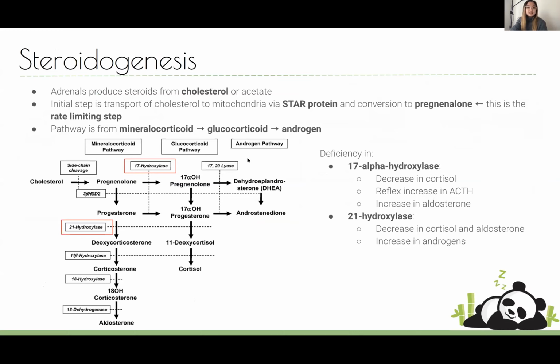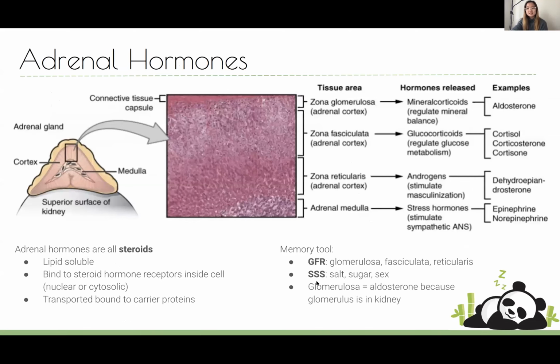Steroidogenesis is quite kind. You don't have to learn everything on here, but it's good to learn in what order it goes. They use cholesterol, and the initial rate limiting step, which is important for you to remember, is its conversion to pregnenolone via StAR protein. They'll often ask you about this. The pathway goes from your mineralocorticoids to your glucocorticoids to your androgens, which is convenient because it's the same as your GFR, the same as your salt, sugar, sex.